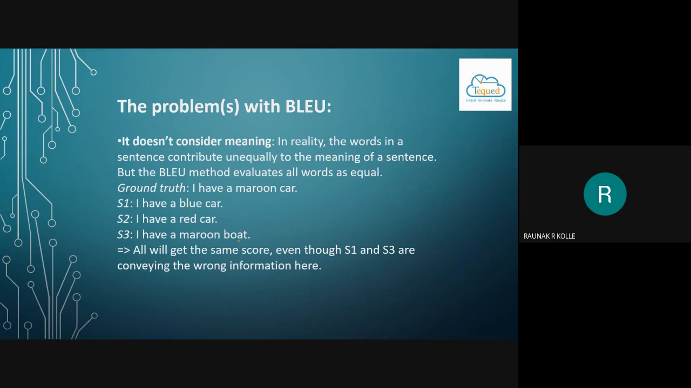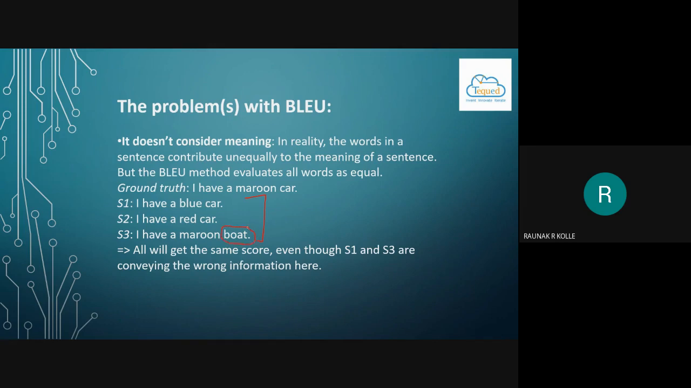Notice how all these three sentences differ by just one word. The first two sentences have a different color, but the third sentence has a different object altogether. But using the BLEU score, all these three sentences will have the same score. This should not be correct because the weightage of the error in sentence 1 and sentence 2 is the color, but sentence 3 has the word boat, which changes the meaning of this sentence entirely.